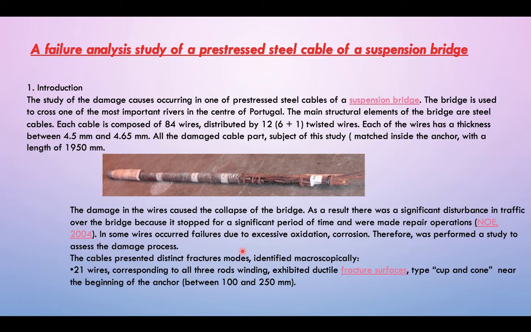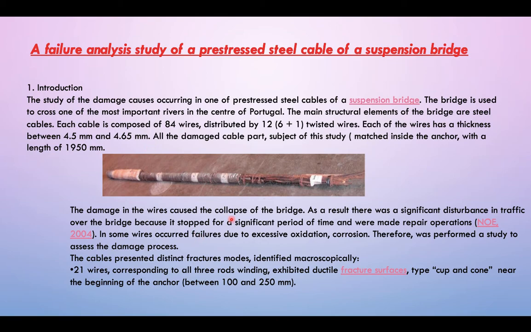The damage occurs in the pre-stressed steel cables of a suspension bridge. The bridge is used to cross one of the most important rivers in Portugal. The main structural elements of the bridge are steel cables. Each cable is composed of 84 wires distributed as 12 plus 1 strands. Each of the wires has a thickness between 4.52 and 4.65 mm. All the damaged parts were the subject of the study.